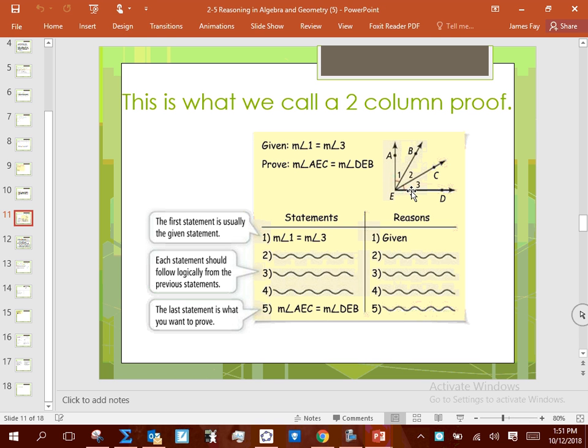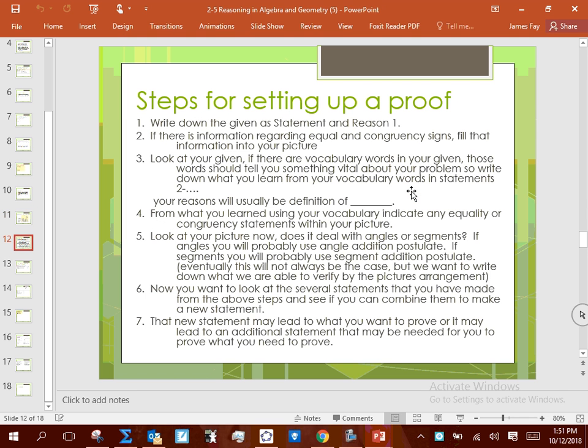Especially when the questions get a lot more complex than this one, if I don't put things in my picture, I'm not going to be able to look at my picture and see what I'm missing or what I need to incorporate yet. So it's a very, very important step. Step 3 then says you're going to look at your given information, see if there's any vocabulary words.